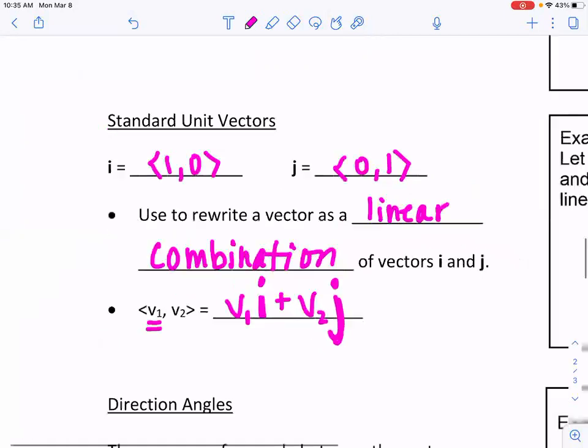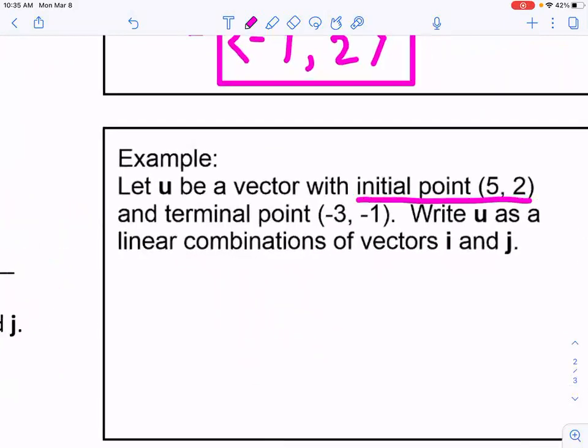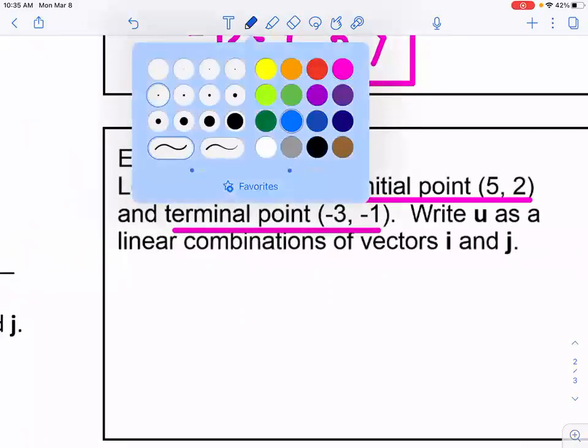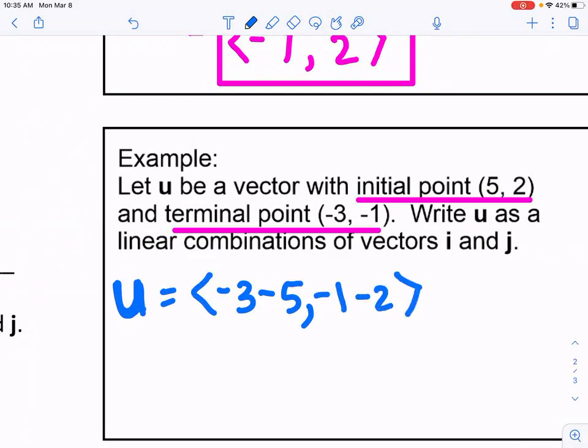So if we look at your example just to the right there, we have an initial point at 5, 2 and a terminal point at -3, -1. Well, let's just talk about our component form first. Our vector, it looks like it's vector u. If we do component form, we're going to take terminal minus initial for our x's, and then terminal minus initial for our y's. So in component form, we have the chevrons, -8, -3.